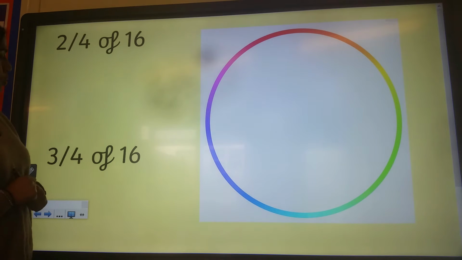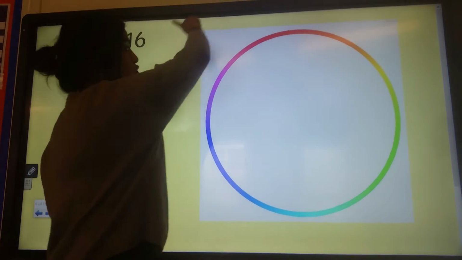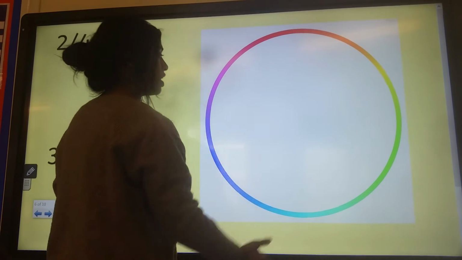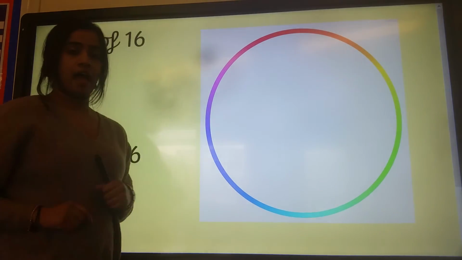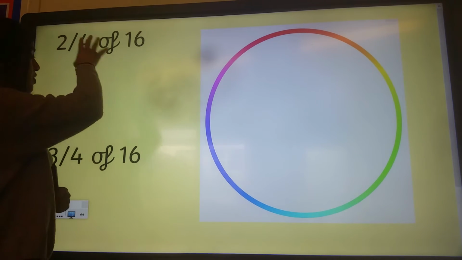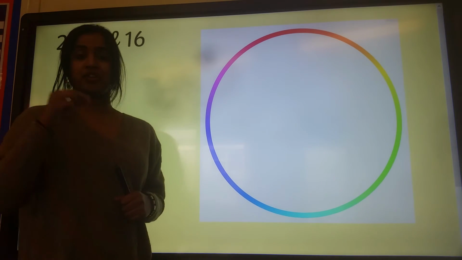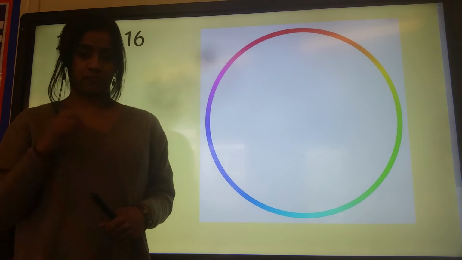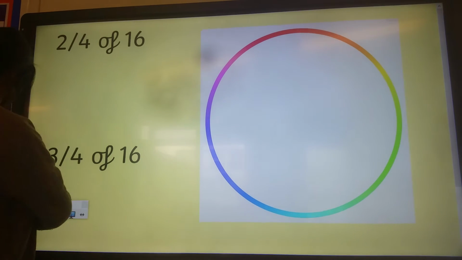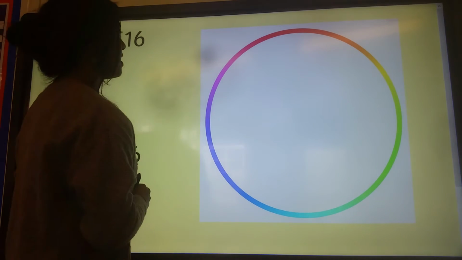2 quarters of 16, 3 quarters of 16. Remember, you draw your circle, you divide your circle into 4 parts, and then you use that to help you work out the answers. Remember, you can pause your video at this point to give you time to work it out. Off you go. Are we ready? Let's have a look.